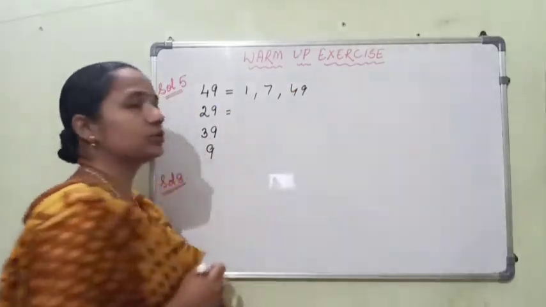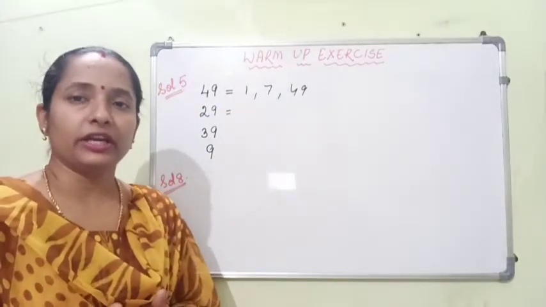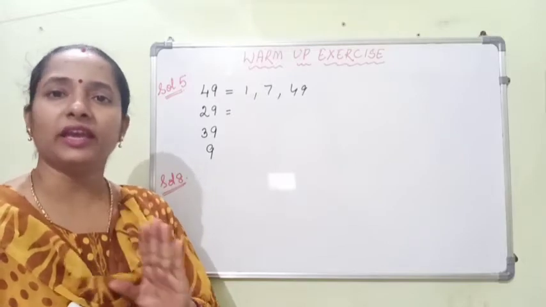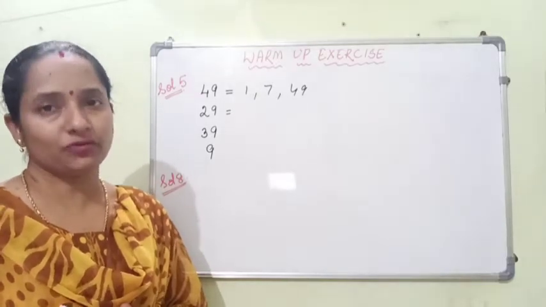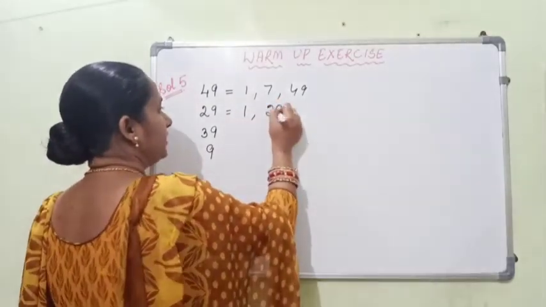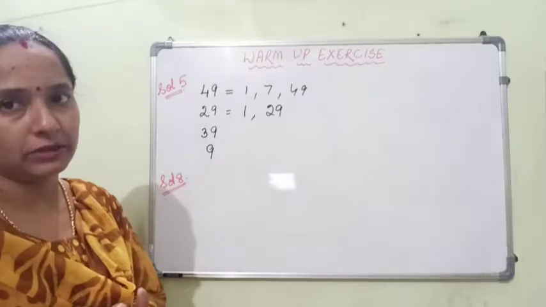Next, let us come to the number 29. Children, 29 is a prime number. It cannot be divisible by any number except 1 and 29 itself. So 1 and 29 are the factors of the number 29.